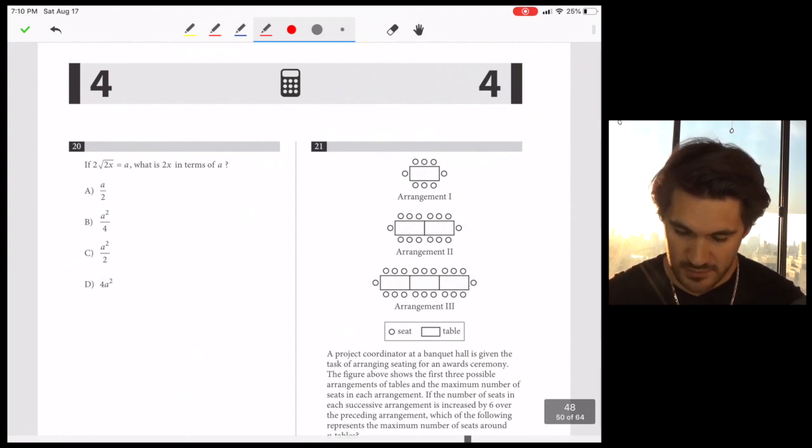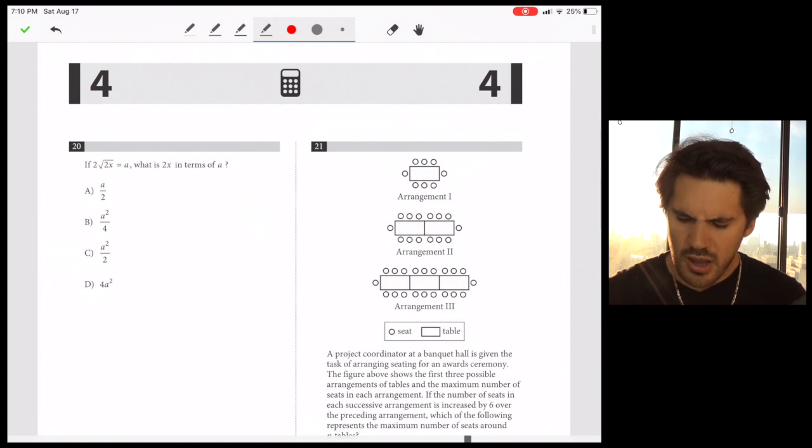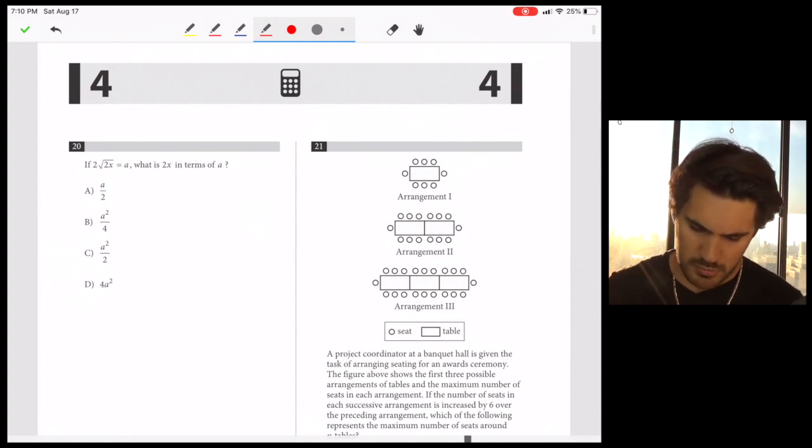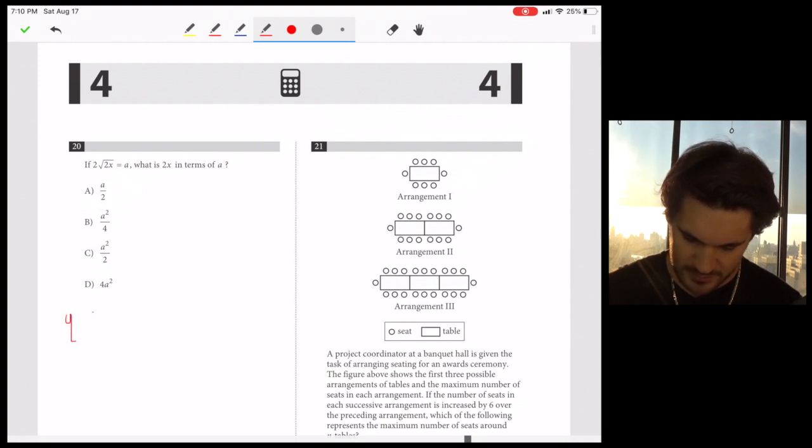Number 20. If 2 root 2x equals a, what is 2x in terms of a? A couple of ways to approach this problem. Here's how I'm going to do it. I'm going to just start by squaring both sides. So if we square both sides, on the left we're going to get 4 times 2x, and then this is going to be a squared.